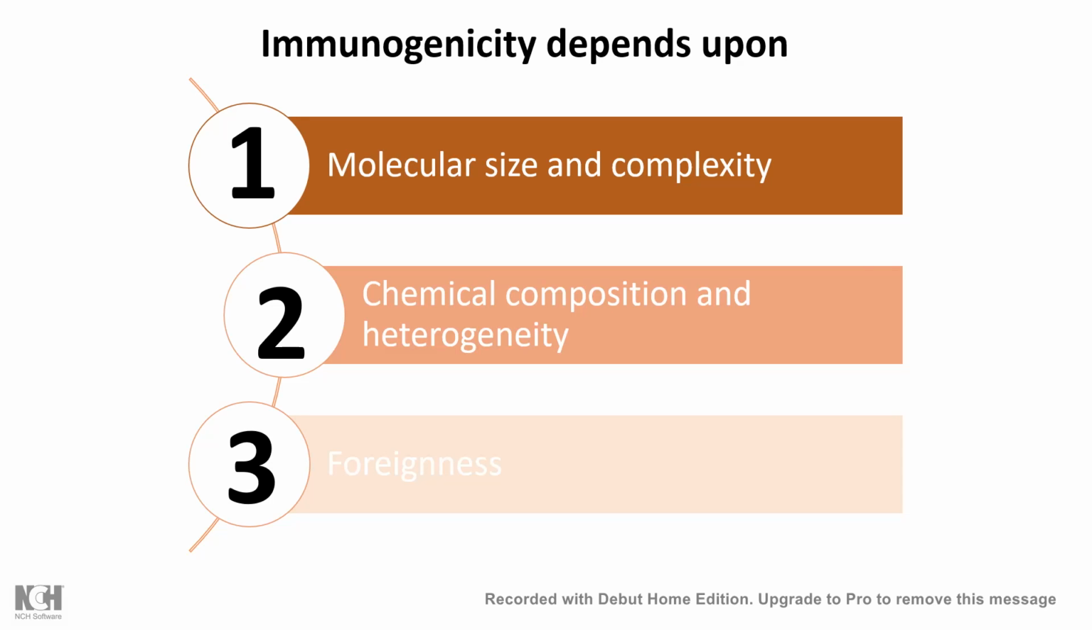The immunogenicity of any antigen depends upon its molecular size, complexity, and also the chemical composition and heterogeneity of it, and definitely its foreignness, like the source where it is coming from. That is because self antigens don't produce an immune response against their own system. So that is how these two terms are explained.